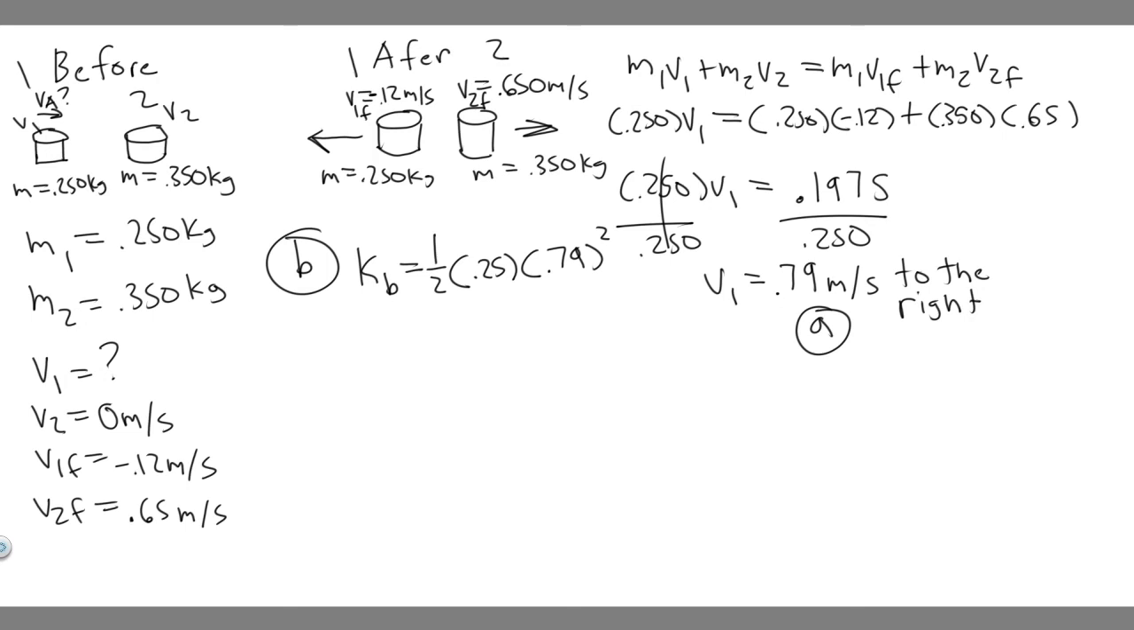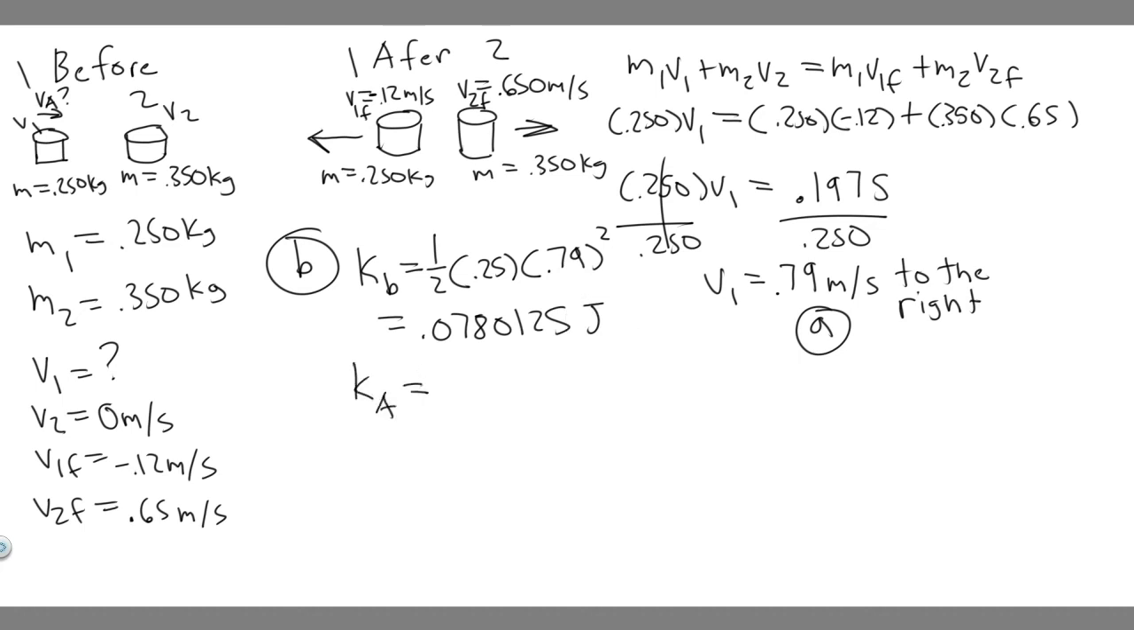So do 0.5 times 0.25 times 0.79 squared. When you do this, you're going to get 0.0780125. Keep in mind, kinetic energy we measure in joules, so this is in joules. Now let's do the kinetic energy after.